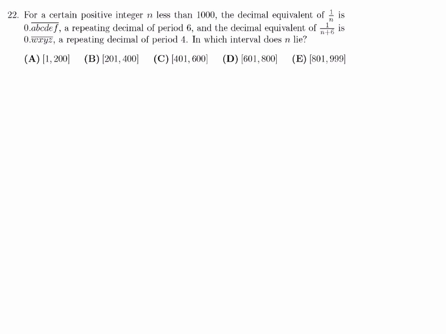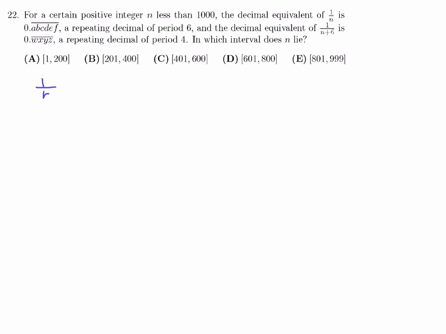For a certain positive integer n less than 1,000, the decimal equivalent of 1 over n is 0.ABCDEF, a repeating decimal of period 6, and the decimal equivalent of 1 over n plus 6 is 0.WXYZ, a repeating decimal of period 4. In which interval does n lie?